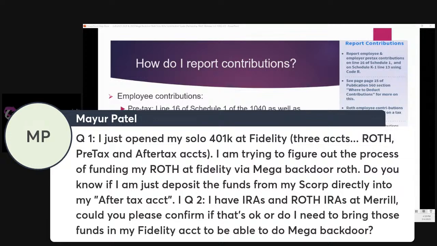All right, so I want to pull up a procedure page on that, just to give you some resources here. Thank you so much for the good question. That's a great question. So here's our procedure page on making those Mega Backdoor Roth contributions.